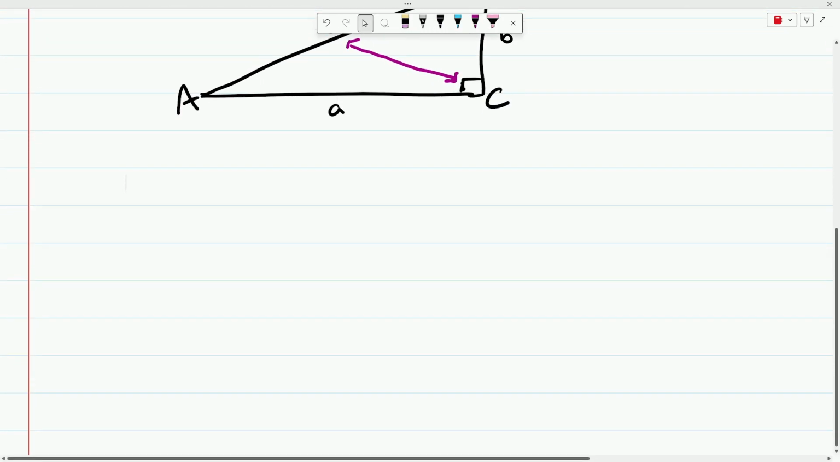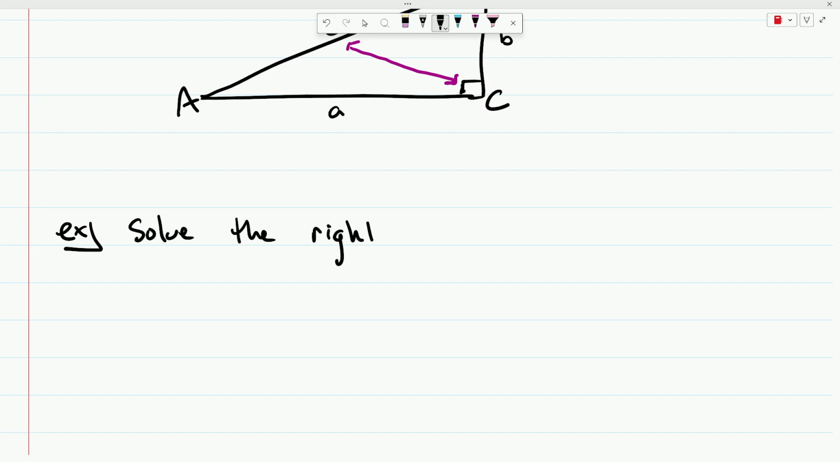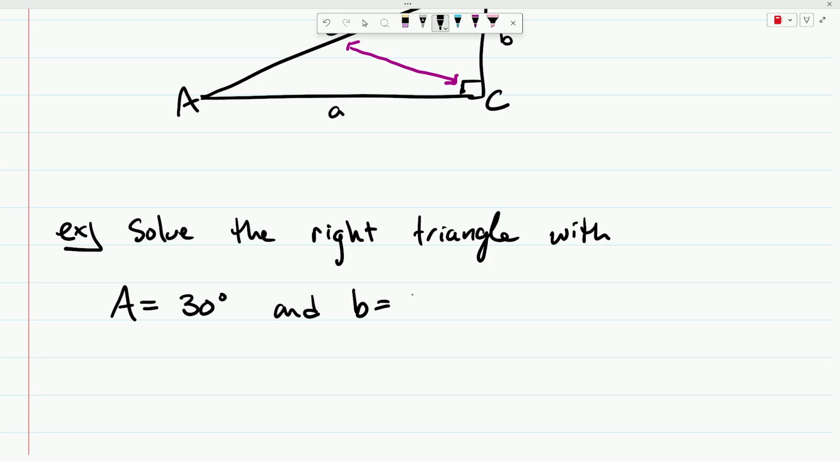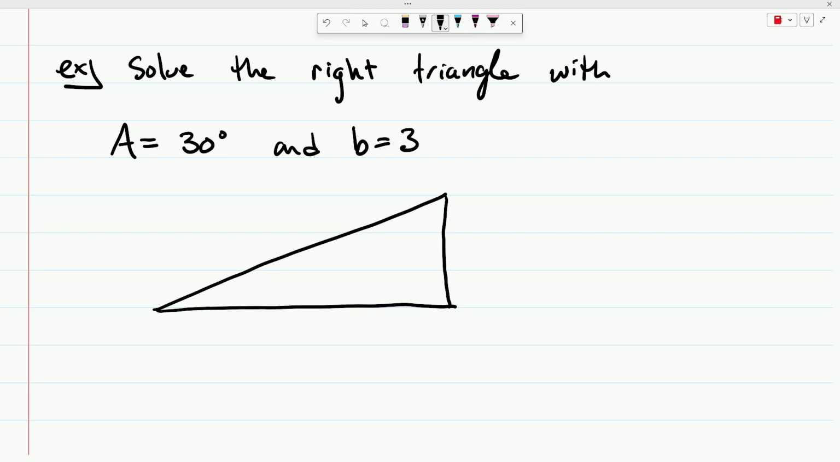So here's a really, really easy example. I want to solve the right triangle with angle A equal to 30 degrees and side b equal to 3. Once again, we're going to draw a right triangle, keep it nice and consistent. We know this angle on the inside, 30 degrees, and we also know b is 3. Now, we're going to find a, c, angle B, and angle C.